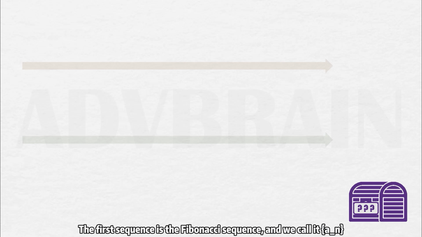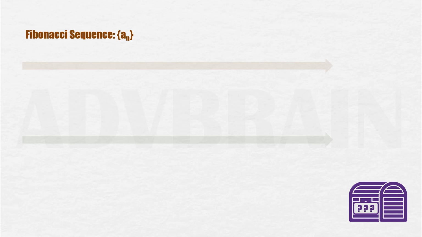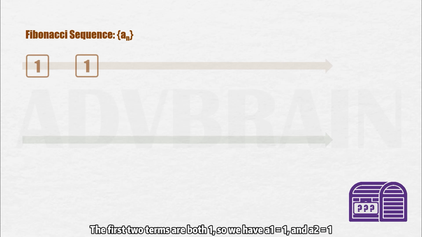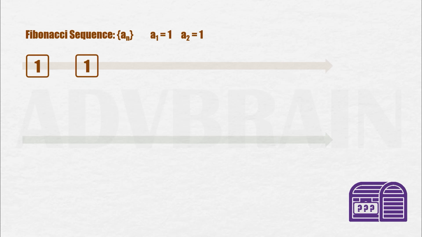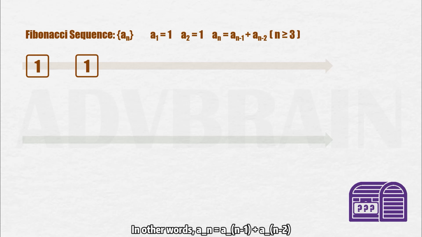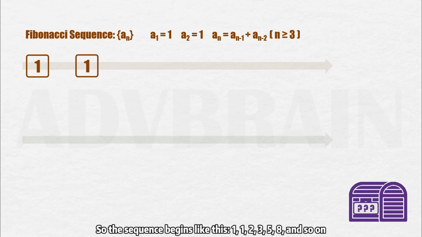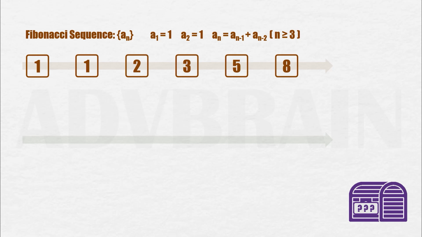The first sequence is the Fibonacci sequence, and we call it An. The first 2 terms are both 1, so we have A1 equals 1, and A2 equals 1. After that, every new term is the sum of the previous 2 terms. In other words, An equals An-1 plus An-2. So the sequence begins like this: 1, 1, 2, 3, 5, 8, and so on.